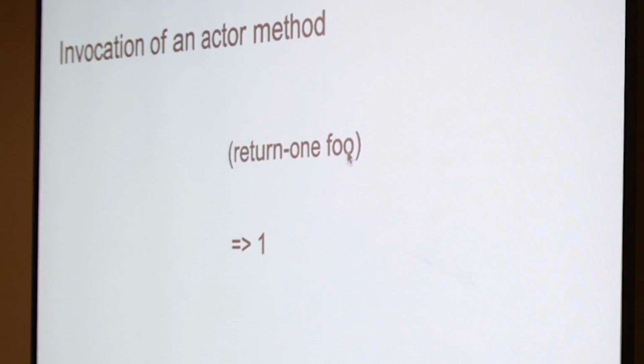Okay. So we're going to start out with how an actor gets invoked. We're going to start with a simple example. We're going to call return one with a parameter of foo, and it returns one.